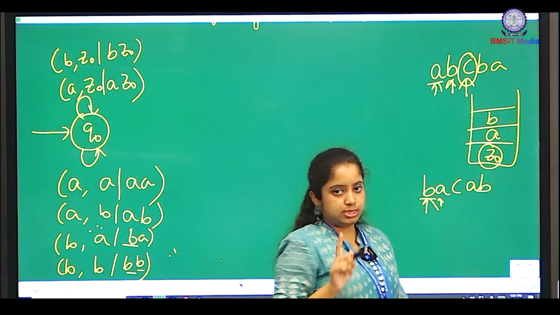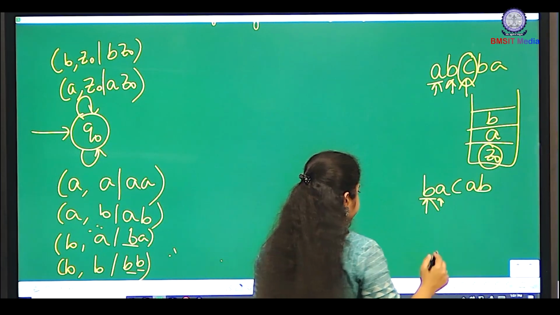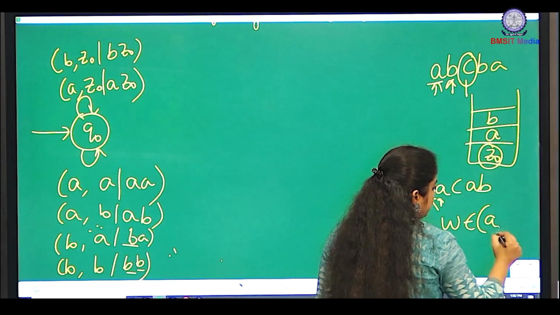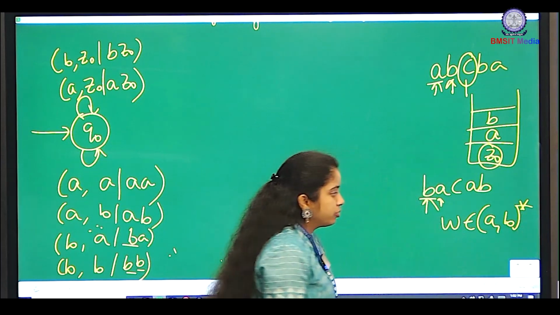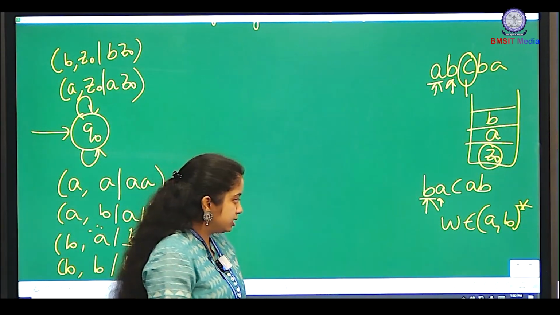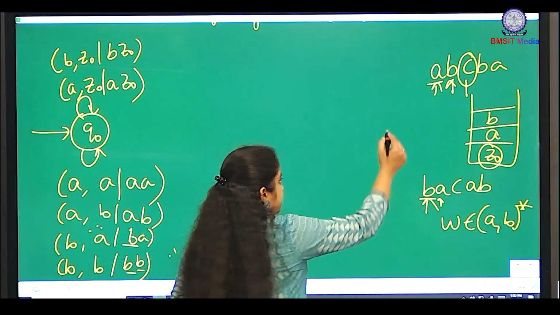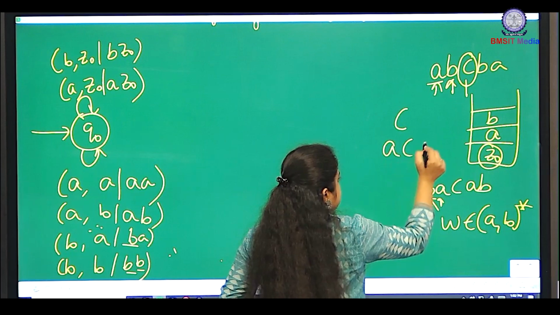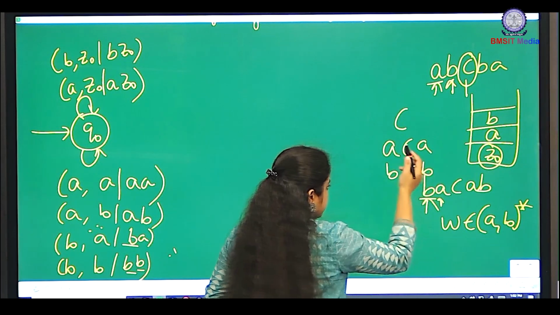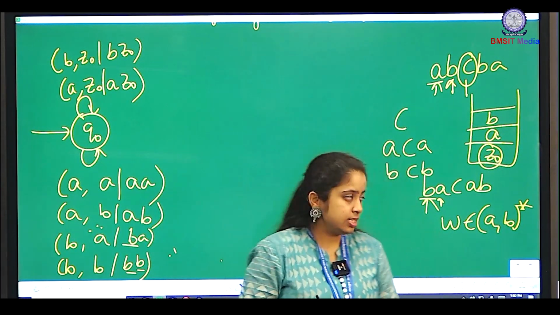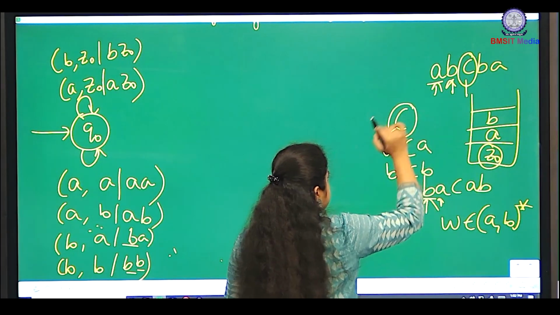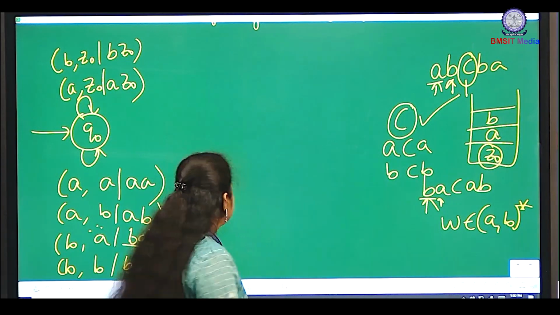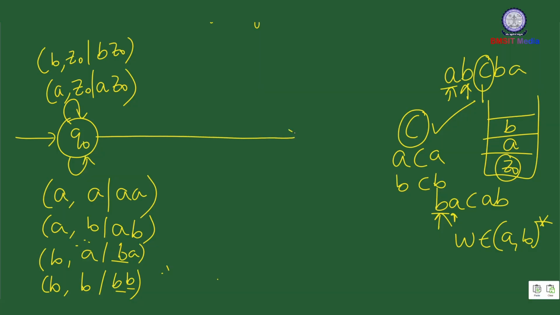But when you encounter C, what will happen? Since the question says W belongs to {A, B}*, what is the possibility? We can either have C as the input string, or we can have ACA or BCB, something like this. The string starts like this. If you have only C, that also should be accepted, but your stack symbol should be Z0. So, that particular transition we will mention here.